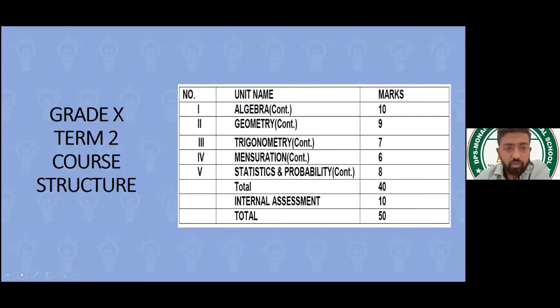Grade 10 term 2 course structure will have 5 new units: algebra, geometry, trigonometry, mensuration, statistics and probability. Algebra will carry 10 marks, geometry will carry 9 marks, trigonometry will carry 7 marks, mensuration 6 marks, and statistics and probability 8 marks. Total again 40 marks for the term and examination. Internal assessment again for term 2 will be of 10 marks, total will be 50 marks.